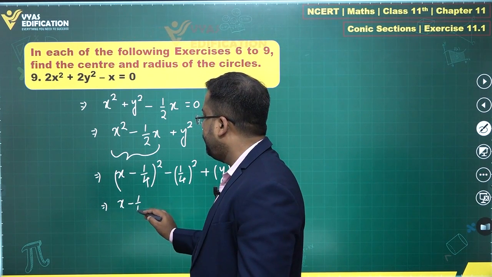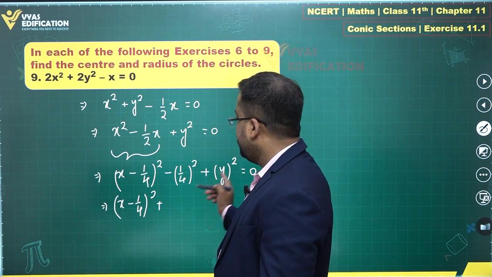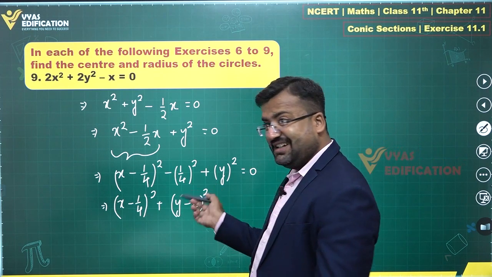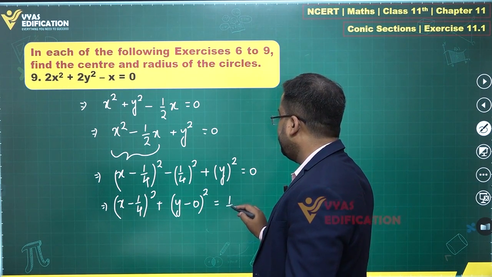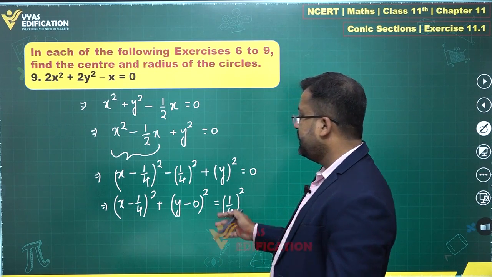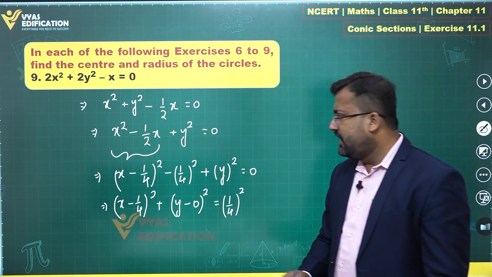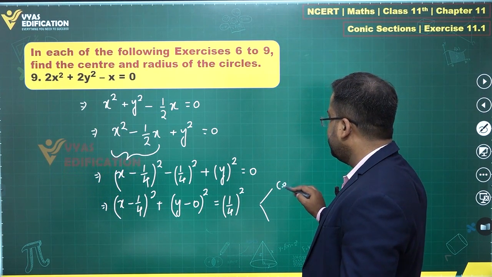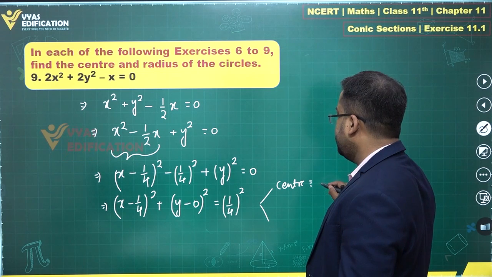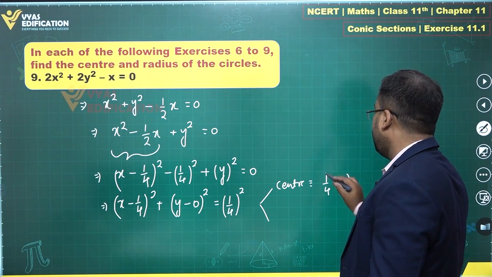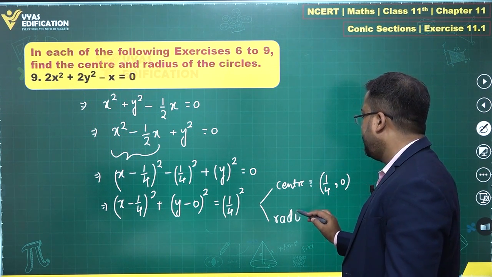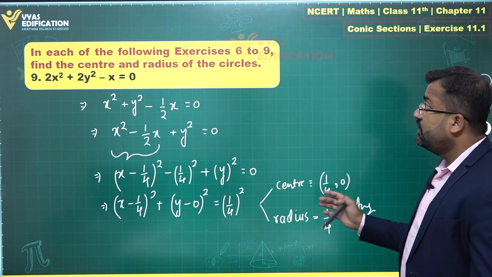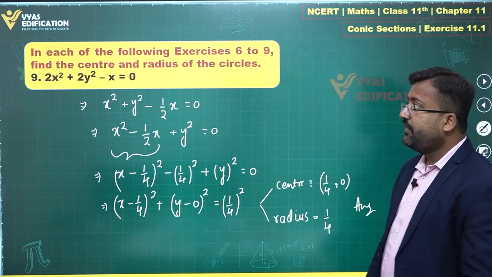This is x minus 1 by 4 squared plus y minus 0 squared, to see the standard form. On the right hand side, this is 1 by 4 squared over here. Right, that's what I get. Is that okay? Yes. And on comparing with x minus h whole square plus y minus k whole square is equal to r square, I get center as 1 by 4 comma 0. I get the radius as 1 by 4, and that's the answer for this question, as you can see over here.